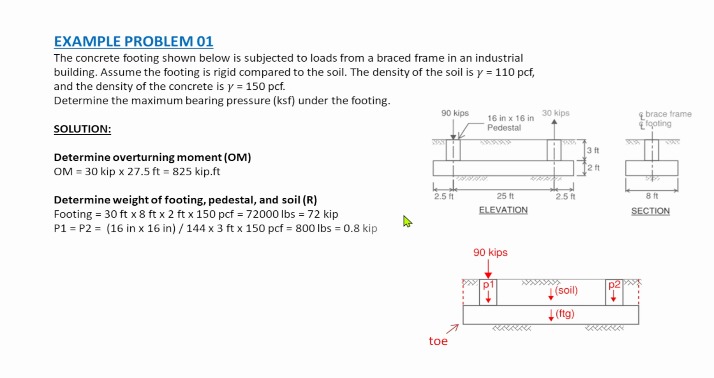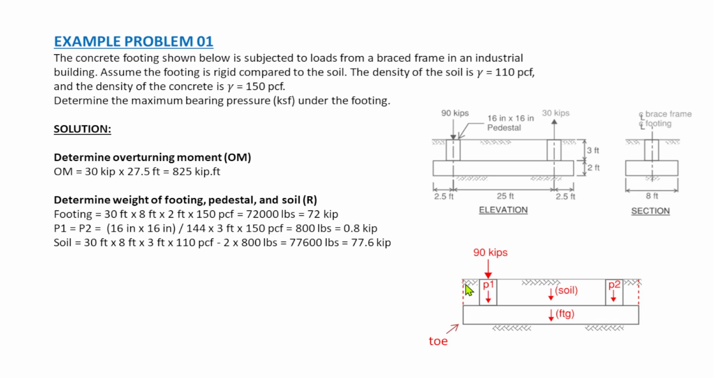The next one is the pedestal. We have the pedestal here, the near end, and the far end, which is P2. The dimension of the pedestal is 16 inches by 16 inches, all over 144. We will convert that into square feet to be consistent with our units, times the height of the pedestal, 3 feet, times 150, the density of concrete in pounds per cubic foot. That would give us 800 pounds or 0.8 kips.